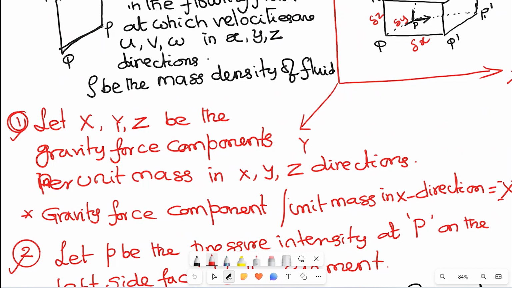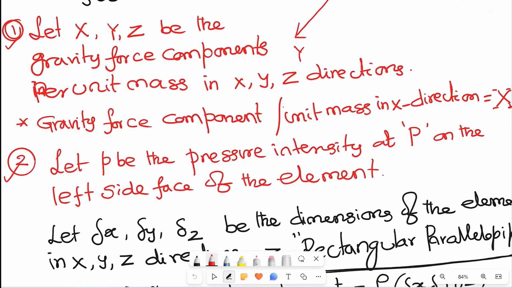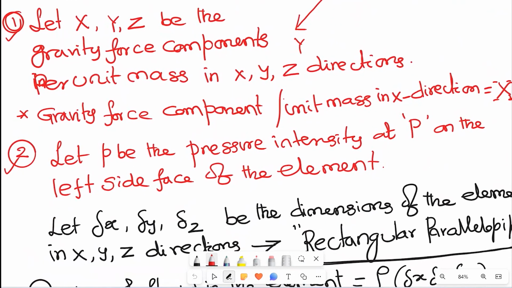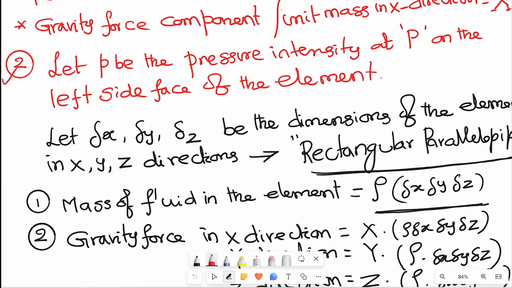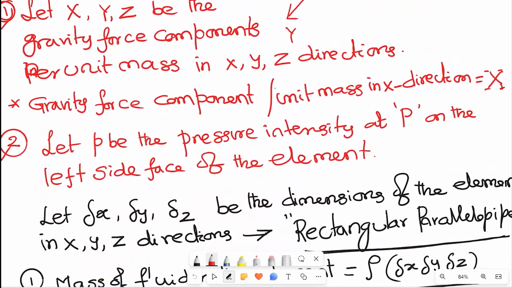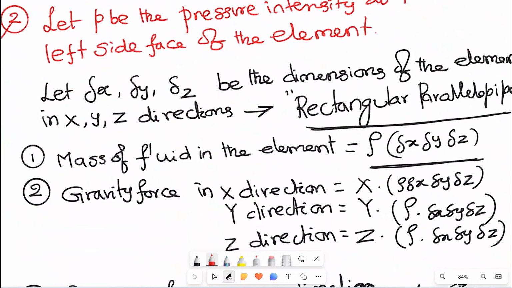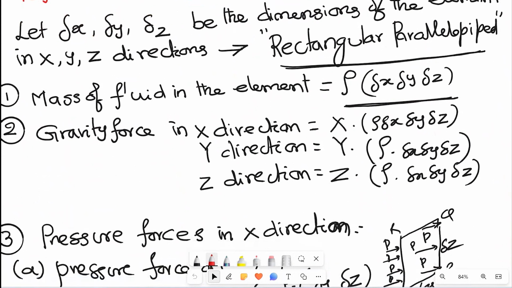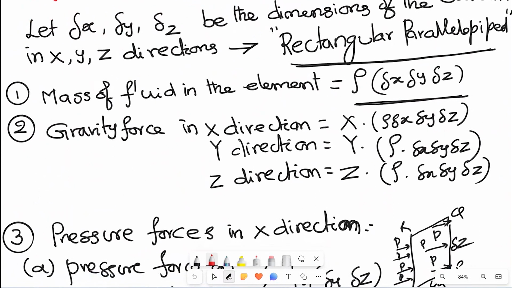Similarly, the pressure intensity. I will show how I calculate the pressure intensity, but the total gravity force components I have shown here. You can see it. What is the mass of the fluid element? How will you get it? You have to get the volume first. The volume is delta X, delta Y, delta Z. This volume multiplied by the mass density will give you the mass. So that's how you will get the mass.